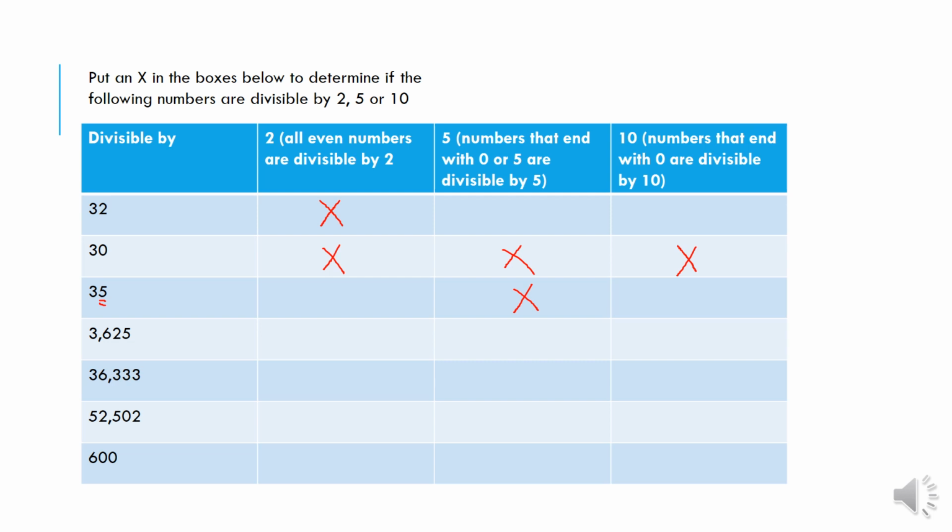The next example, 3625. Again, it ends with a 5, so it's not divisible by 2 since it's not an even number. It is divisible by 5, but it's not divisible by 10. Why? Since it does not end with a 0.